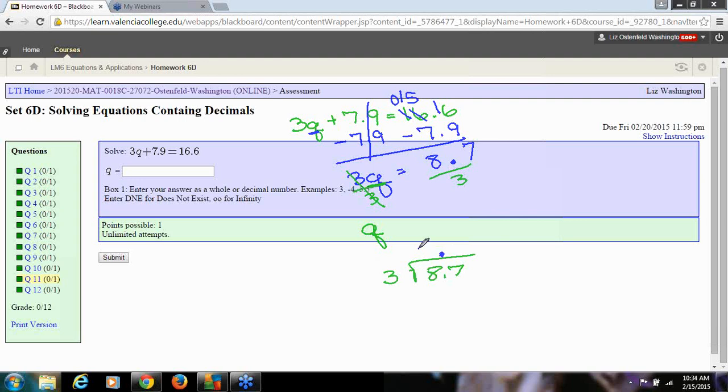3 goes into 8 twice. 3 times 2 is 6. It gives me a remainder of 2. I bring down the 7. 3 goes into 27 9 times. Gives me a remainder of 0. I know that Q equals 2.9. Okay. Any questions about that one?